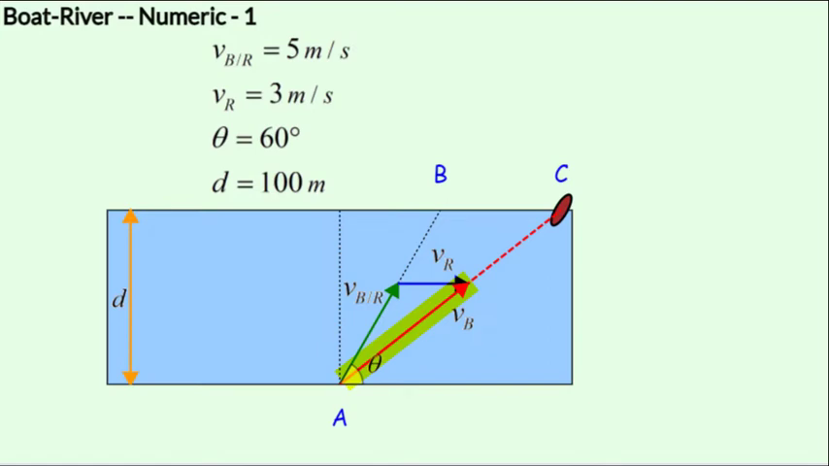So we are given that the velocity vb with respect to r is of magnitude 5 and vr is of magnitude 3, and we have to compute the magnitude of the vector vb, which is the velocity of the boat with respect to the ground, so as seen by a stationary observer.